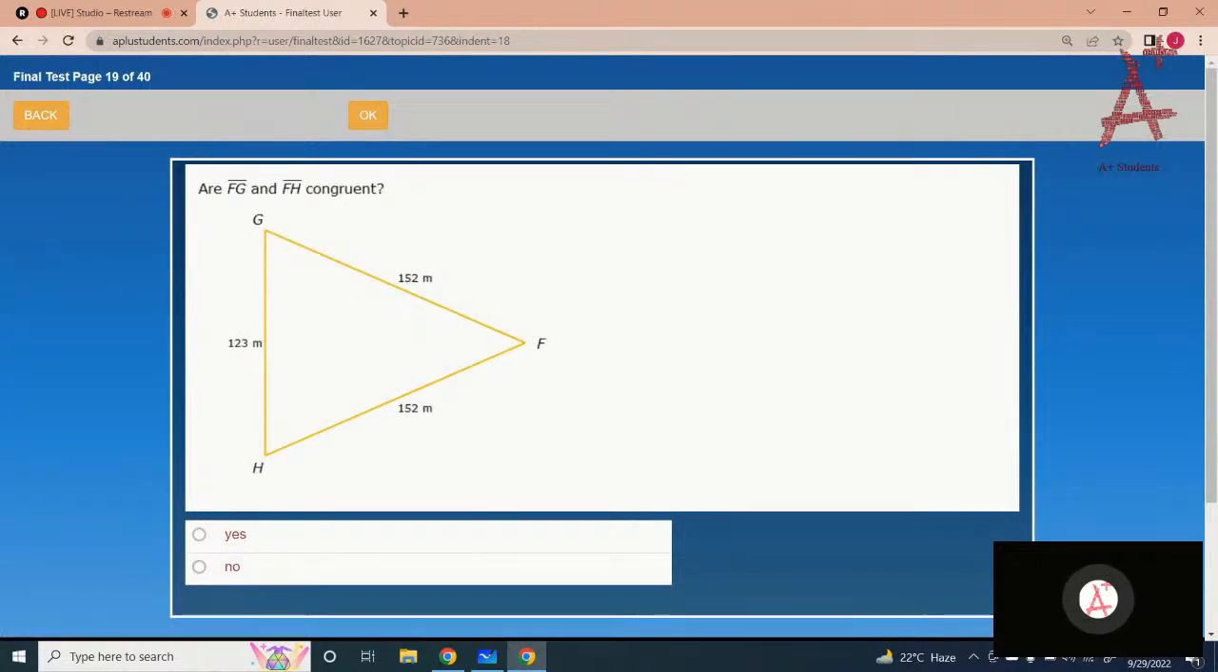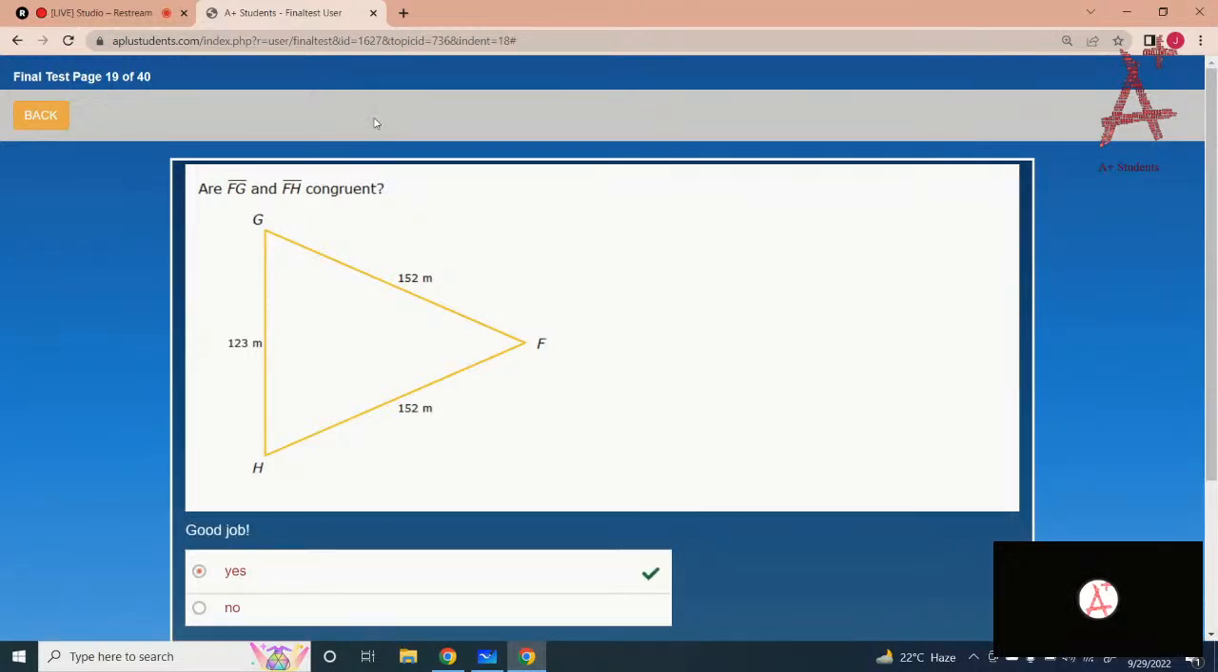Okay, the next one: are FG and FH congruent? FG is 152 meters, and FH is also 152 meters. So both have the same side lengths. So yes, they are congruent. Select the correct option and click on the OK button. The answer is yes.